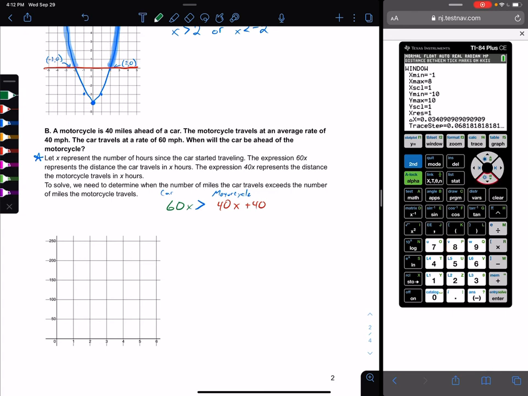The x scale is how large each kind of, we'll say, grid is. So we're going from like 0 to 1. So we can just leave it as 1. We don't need to change that.